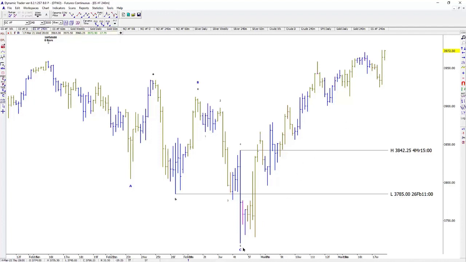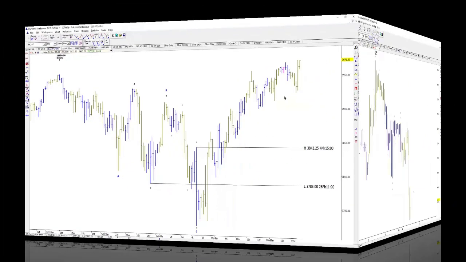And following this ABC, what should be the characteristic of the structure or shape of the market? Well, it should be impulsive, higher highs, higher lows, etc. That's exactly what we had.